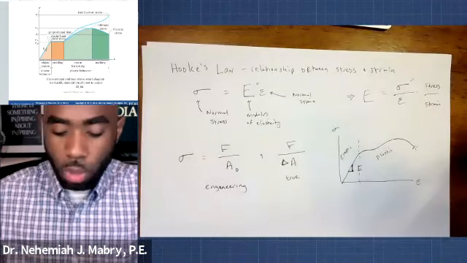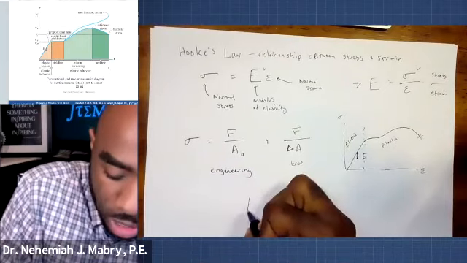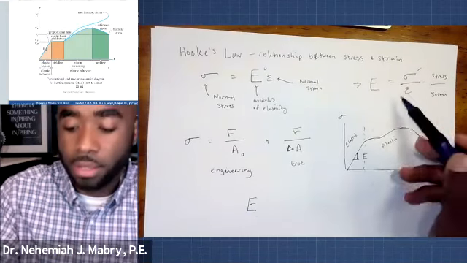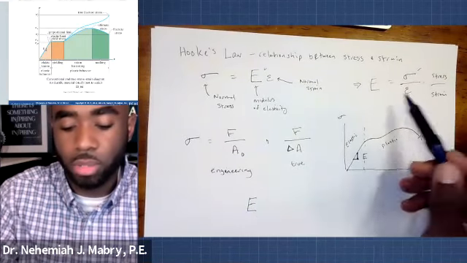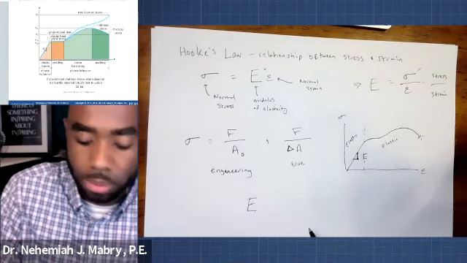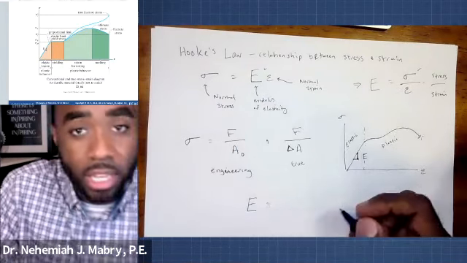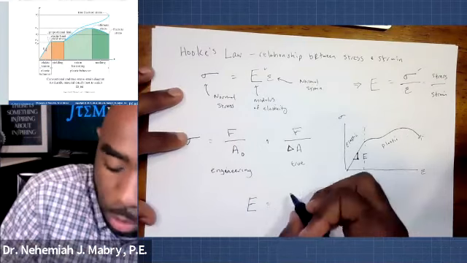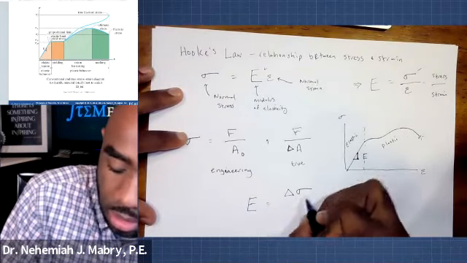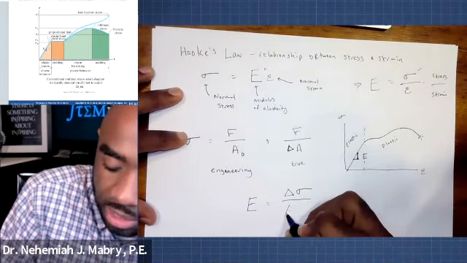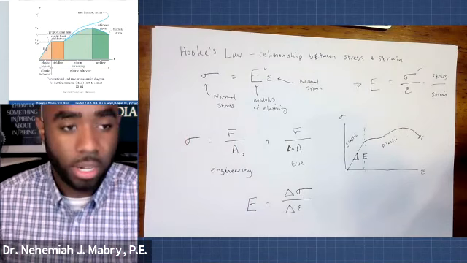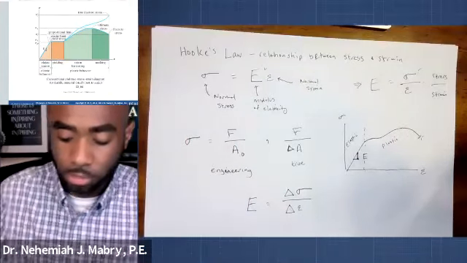All right, let me do one more thing. I'm going to write E this way, because here's the way that it is written in terms of Hooke's law: sigma equals E epsilon, or E equals sigma over epsilon. But to calculate E using the graph, you're basically going to look at the change in the stress over the change in the strain to get the rise over run.